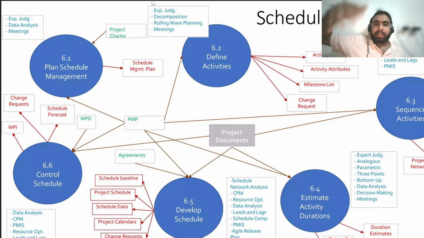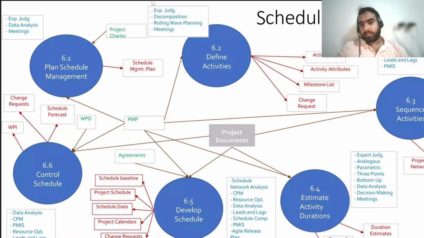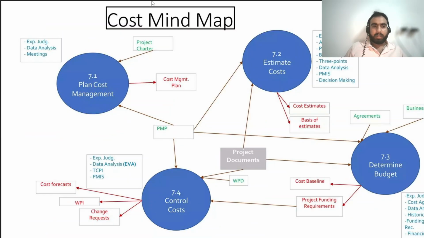Okay. For that, we will define the activities list, activity attributes, milestone list, or if there are any change requests. Lead and lag, dependency, PMIS. We will also control our schedule with the help of data analysis, resource, lead and lag, schedule. We will develop the schedule like project calendar, change request, schedule data, project schedule baseline. Estimate the activity duration, basis of estimate, expert judgment. We have to plan our cost management, expert judgment, determine the budget, cost plan.